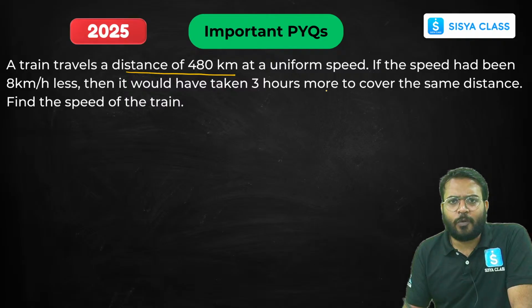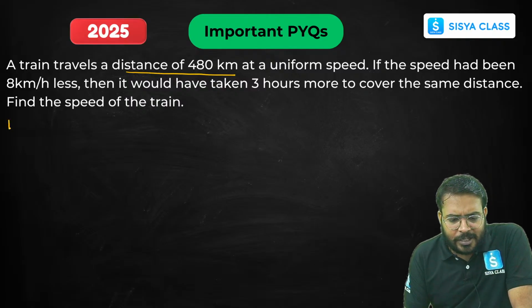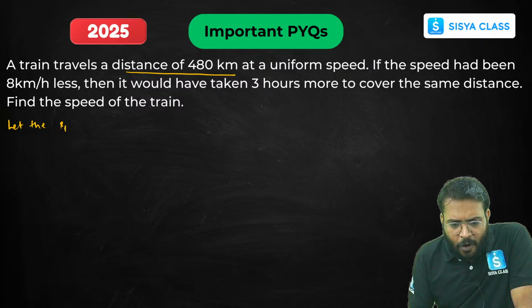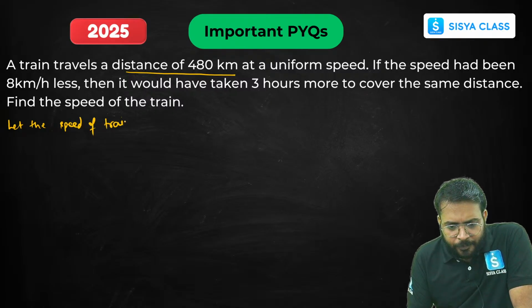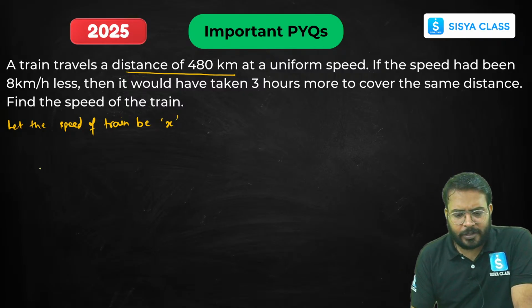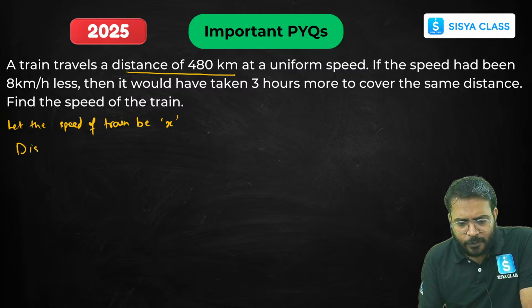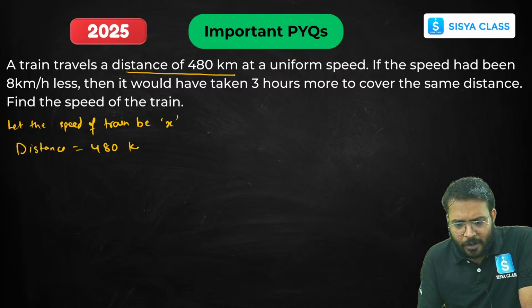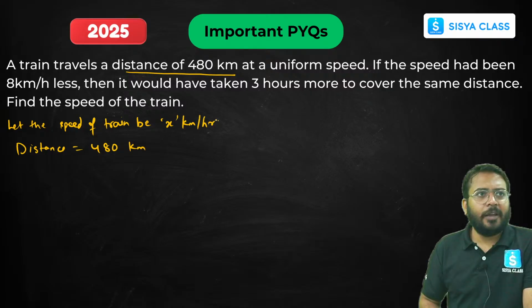So what we are going to do is just assume. Let the speed of the train be x. I have assumed the speed of my train as x km per hour. And what is the distance here? The given distance is 480 kilometers.